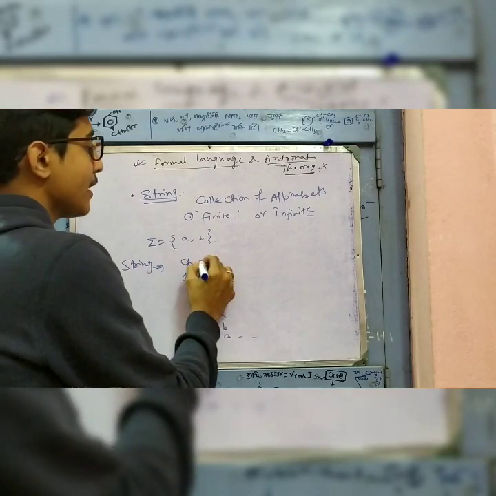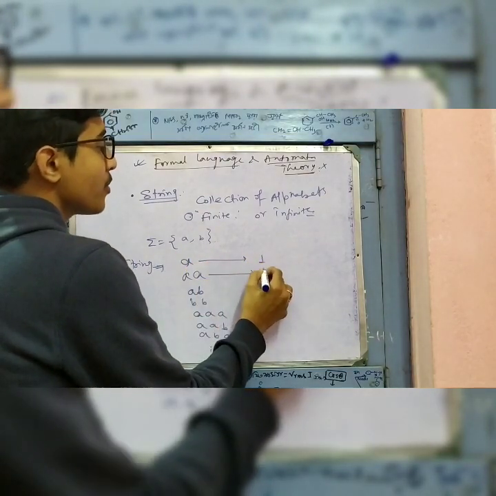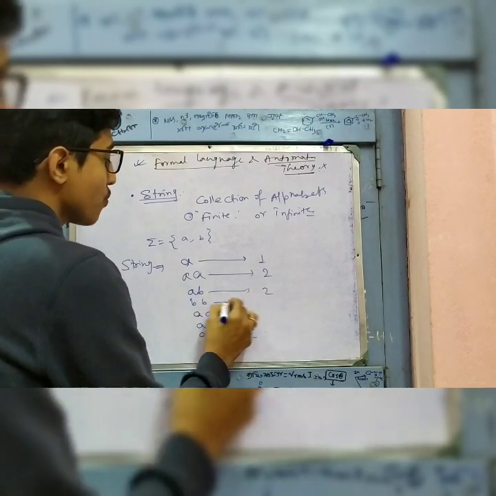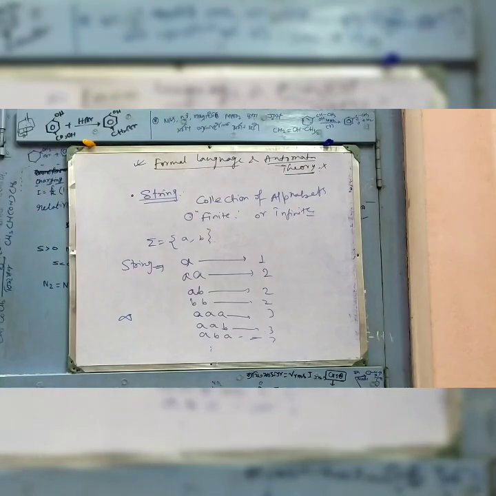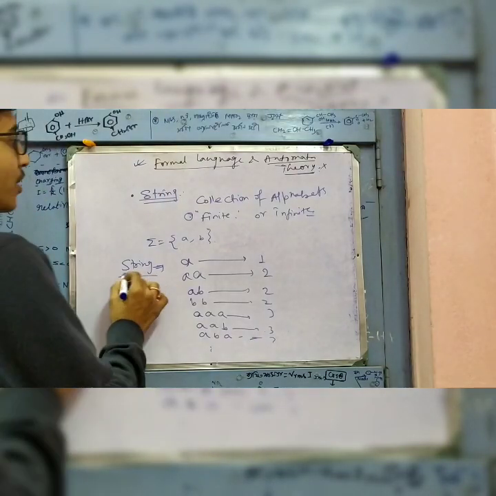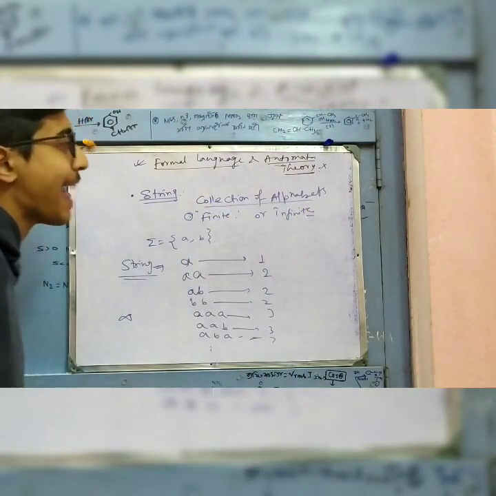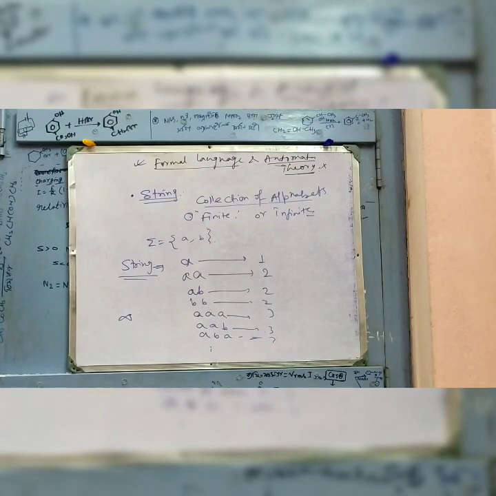So what is the length of the string a? 1. What is the length of aa? 2. What is the length of ab? 2. And this is 3, 3 and so on. Fine. So this is nothing but a string. What is a string? A collection of some alphabets is called a string.